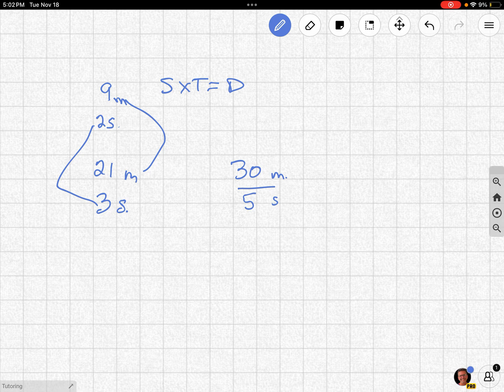So speed is, we don't know. So we're going to put speed times the time. We know the time, that's 5 seconds. The distance is equal to 30. And so what number times 5 is 30? 6. So the answer is 6 meters. Got to look back and see what they're talking about. Meters per second. We can abbreviate that with 6 mps, 6 meters per second.